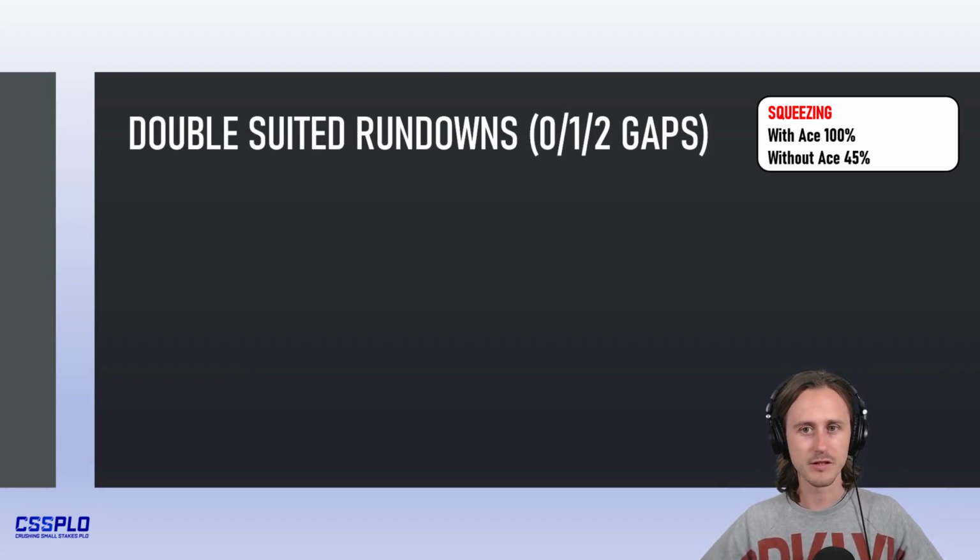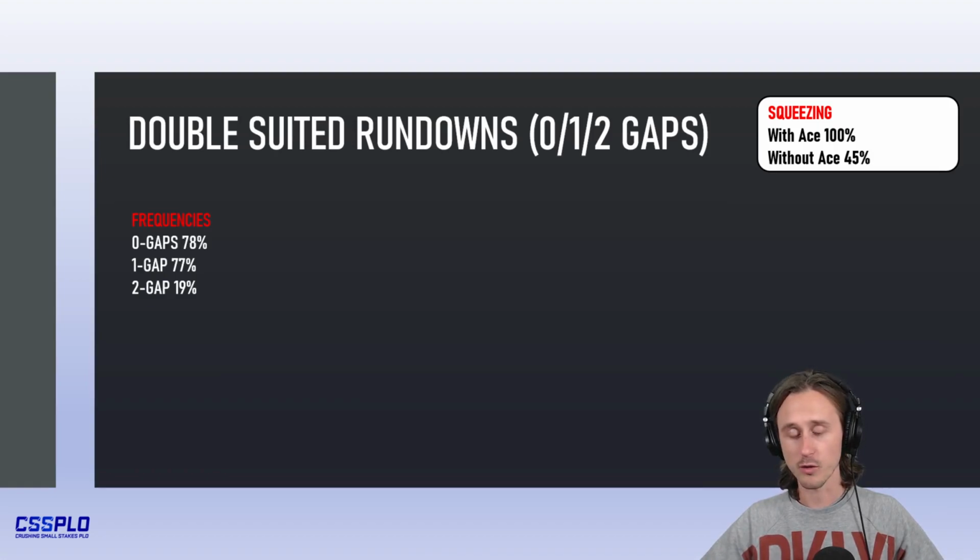Now let's look a little bit deeper into that second subgroup of hands. The frequencies here, if we have 0 gaps and we also don't have an ace, of course, we're squeezing 78% of the time, 1 gap 77% of the time, and 2 gaps 19%. So in my opinion, the biggest takeaway here is that with 0 gaps and 1 gap, we are basically always squeezing or extremely often squeezing. 2 gaps, we're almost never squeezing. Let's look a little bit deeper into it because there are a few takeaways here that are important to remember and to remind ourselves of.